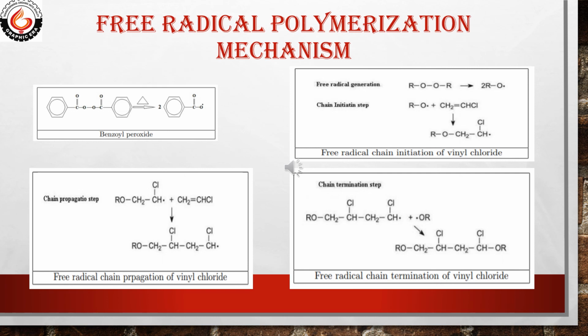The last step is the chain termination step. In the chain termination step, after the formation of a long chain, it will react with another species. Like we already discussed, there may be an activated radical and an activated growing chain combined together to terminate the reaction. Here there are two free radicals, and when these two free radicals combine together, the CH forms a bond with the OR and the chain gets neutralized, or the chain gets terminated.